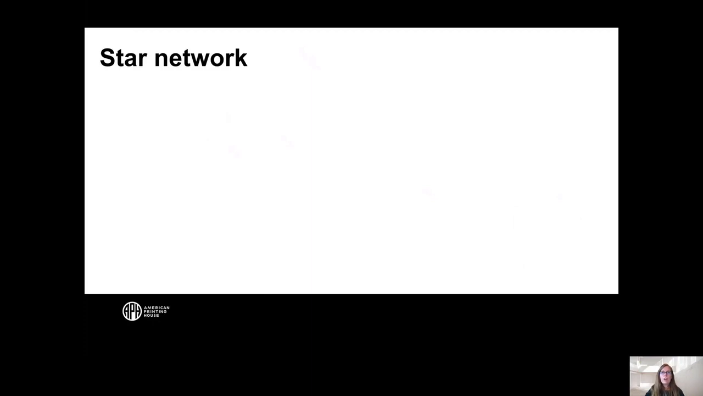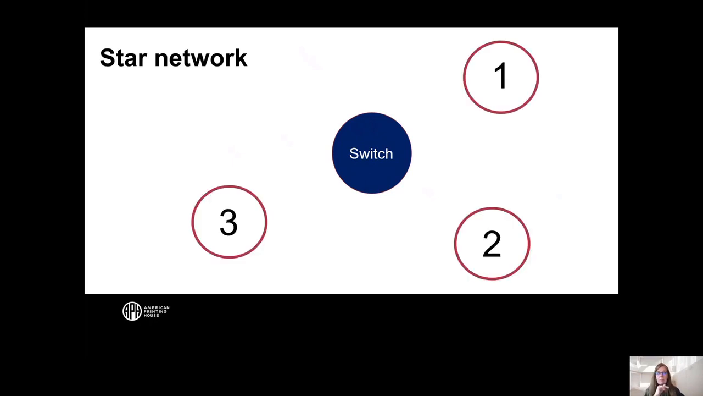The last one is a star network. And this one starts out with a switch. So we have someone standing in the middle, that is the switch. And then we have 3 students standing around the outside, each holding a string that goes to the switch.